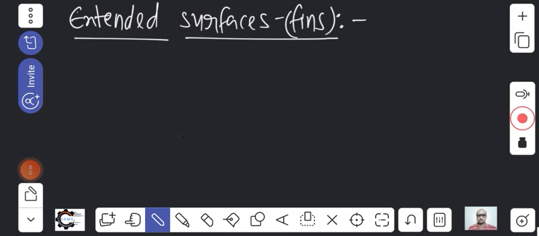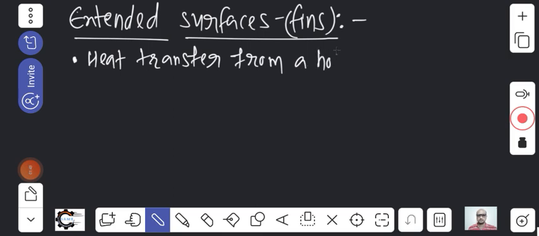The heat transfer, we have seen Newton's law of cooling, that is, heat transfer from a hot surface to the surrounding fluid takes place by the convection phenomenon, right? So, heat transfer from a hot surface to the surrounding.